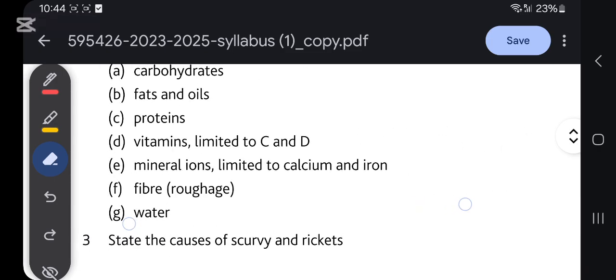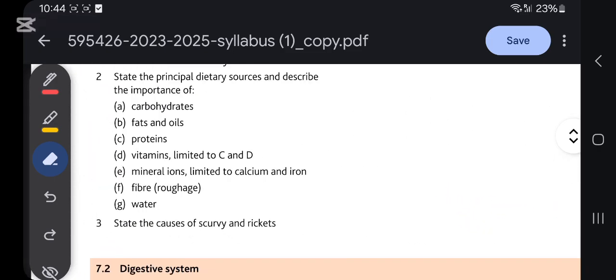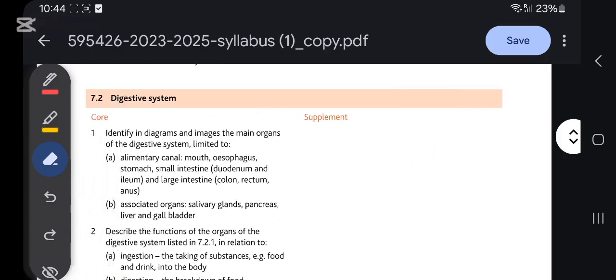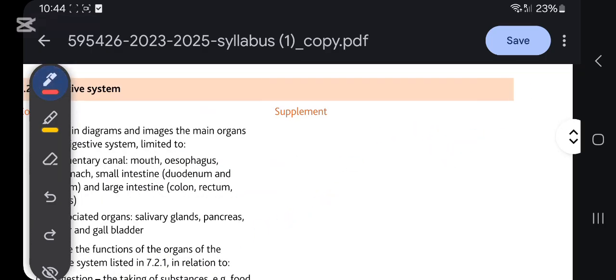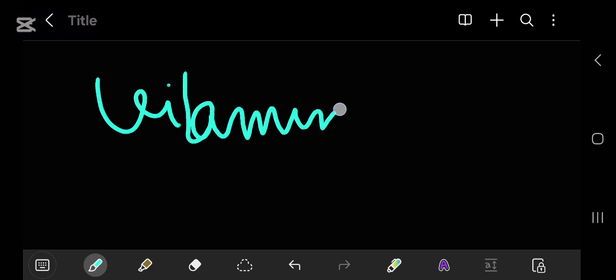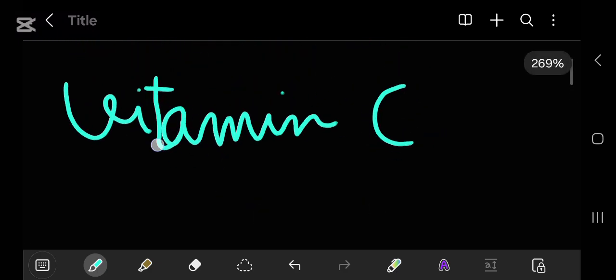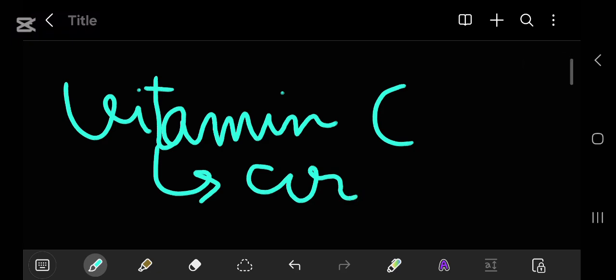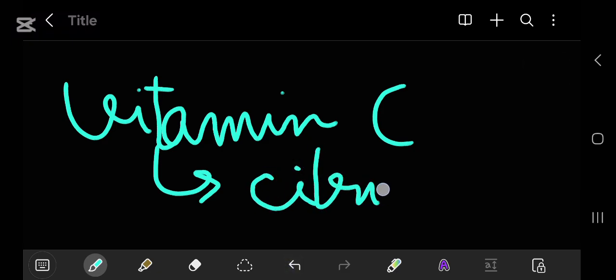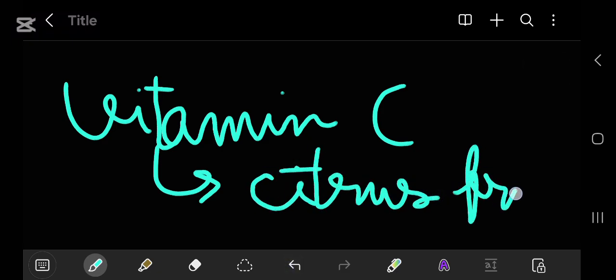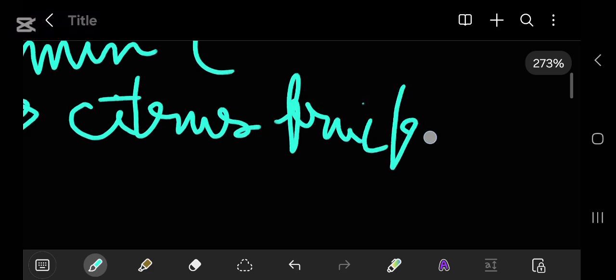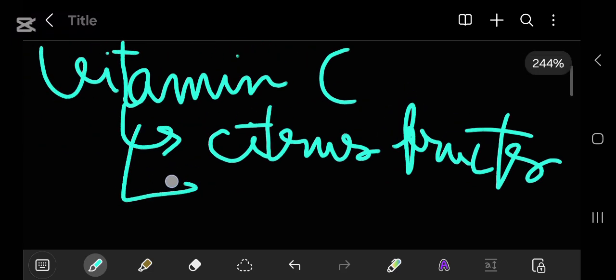Okay, then vitamin C and vitamin D. Let's discuss it here. So vitamin C, you get it from citrus fruits, like lemons, oranges, and raw vegetables.